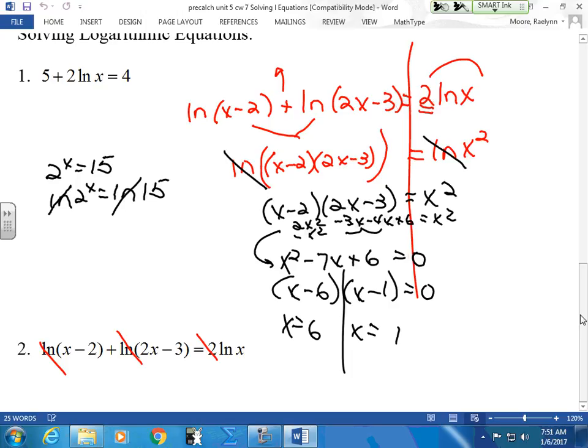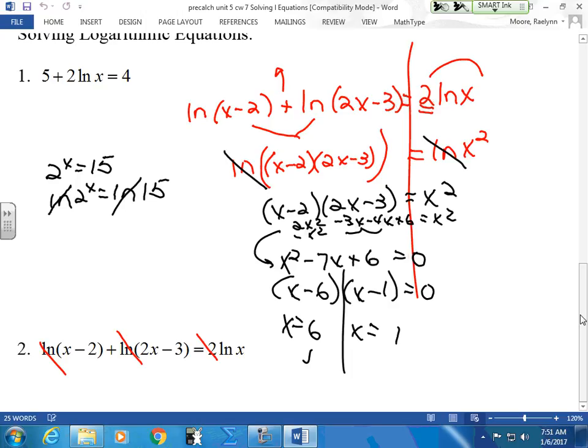So here's my answer. Just like in anything that you do exponentially, when you change anything, you have to check your answers. You can have extraneous roots. So come down here and plug a 6 in. Just go into your arguments. 6 minus 2 gives me a 4. Can I take the log of 4? 6 times 2 is 12 minus 3. Can I take the log of 9? Can I take the log of 6? Yes. So 6 probably works.